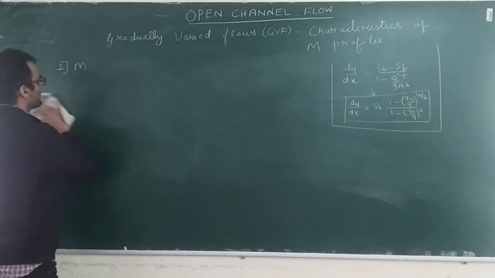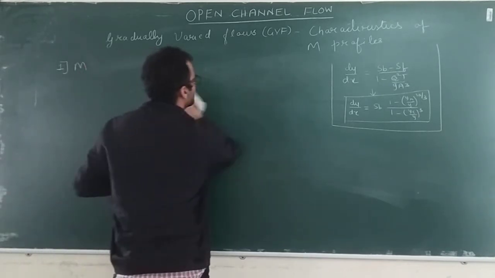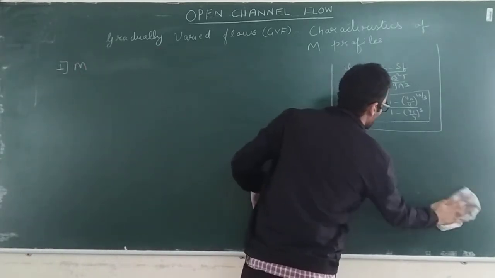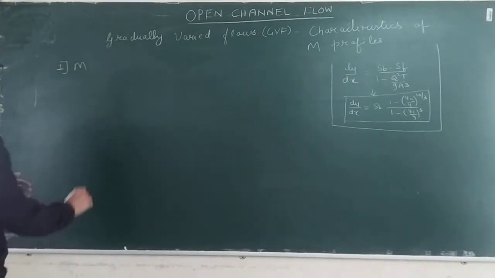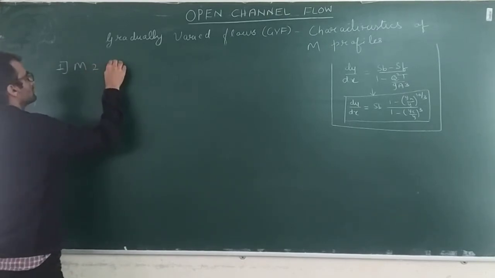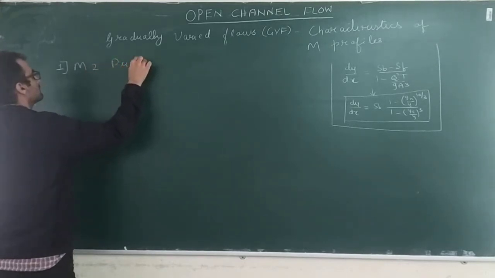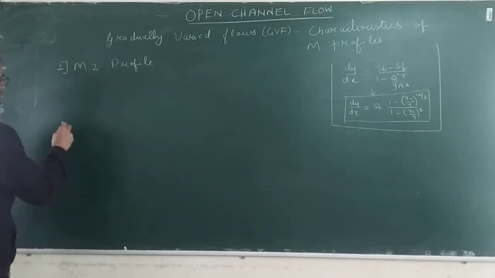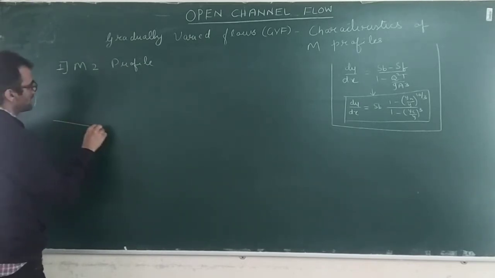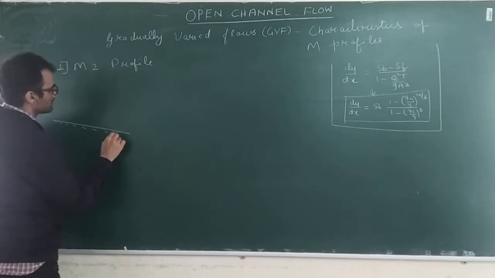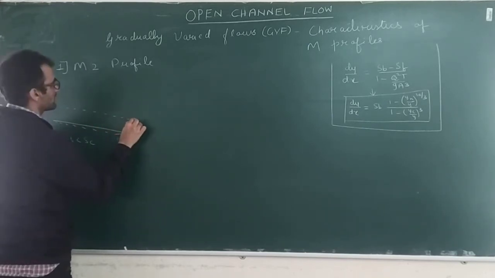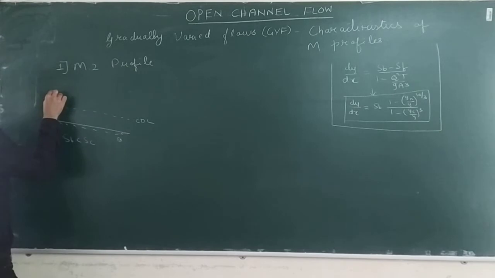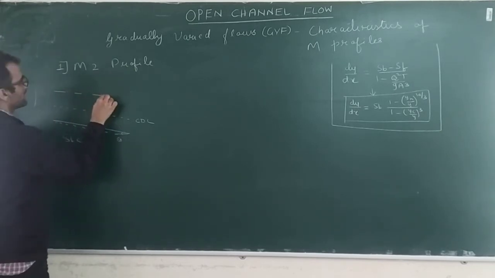The same method we can apply to understand the characteristics of M2 profile. Okay, so M2 profile will take place where we will have again a mild slope. SB will be less than SC. Normal depth line will be somewhere here, critical depth line. Then again a normal depth line will lie above this critical depth line.